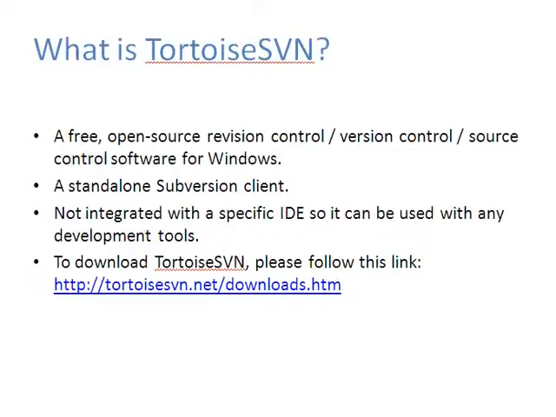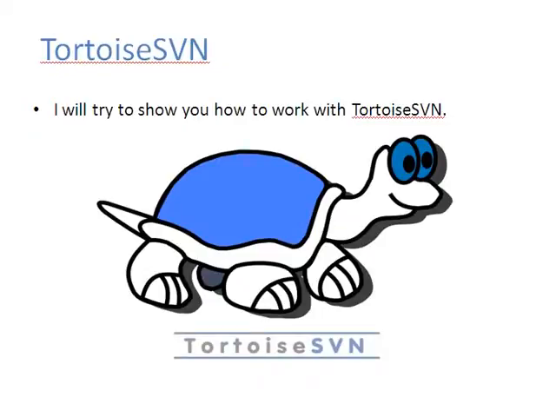Here is a good example: TortoiseSVN. What is TortoiseSVN? TortoiseSVN is a free open source revision control, version control, source control software for Windows. It is a standalone Subversion client, not integrated with a specific IDE, so it can be used with any development tools. You can download TortoiseSVN from the Tortoise downloads page. Okay, you understand. So next, I will try to show you how to work with TortoiseSVN.